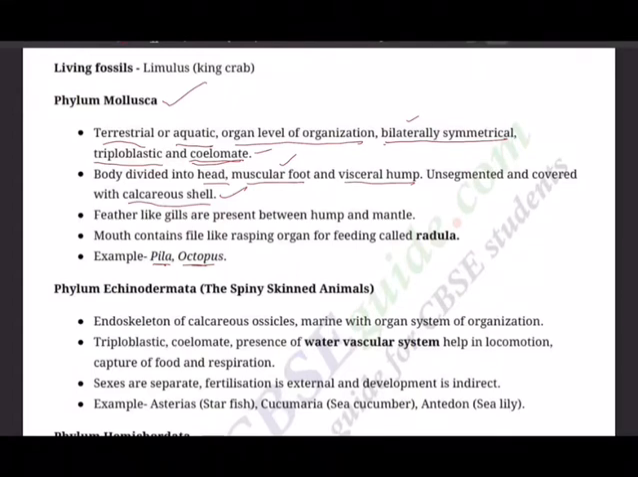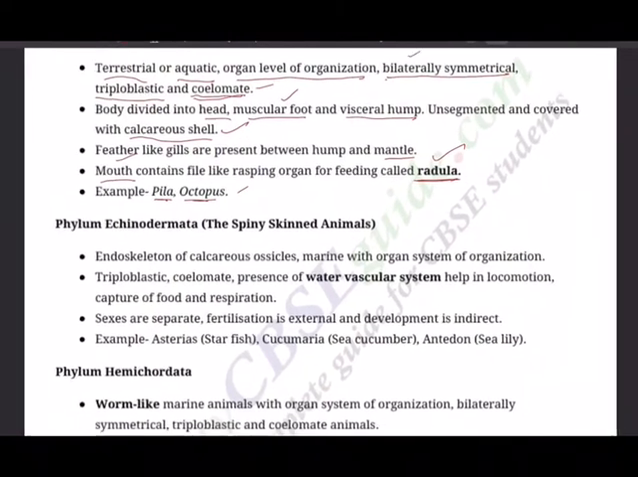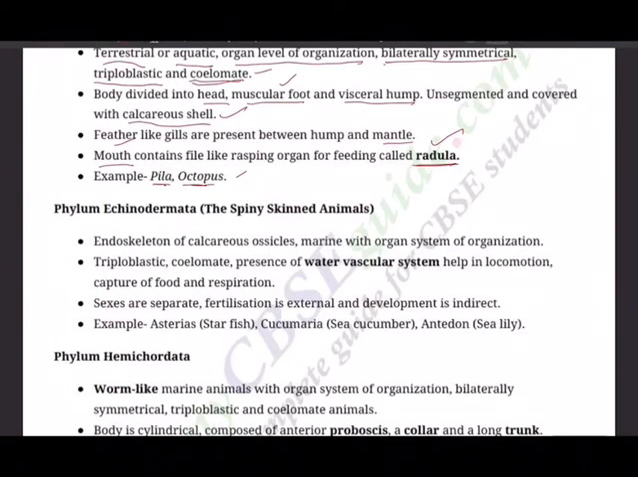Feather-like gills are present between hump and mantle. Again, in the same body, when we take the anatomy of it, we will see the feather-like gills. Mouth, you see first time mouth has come, contains a file-like rasping organ for feeding called radula. So this is important, that helps in feeding. Example, phyla, octopus.